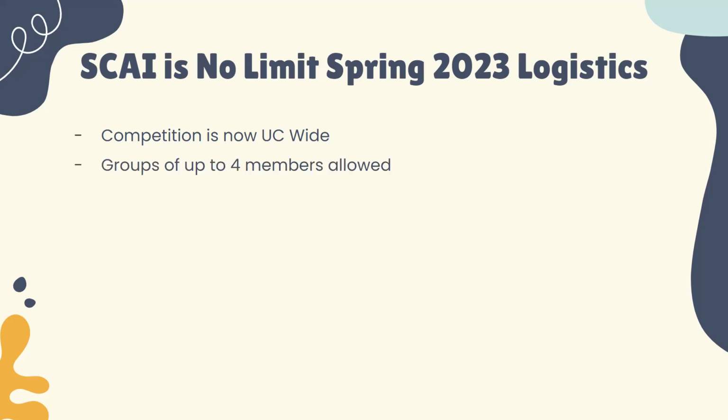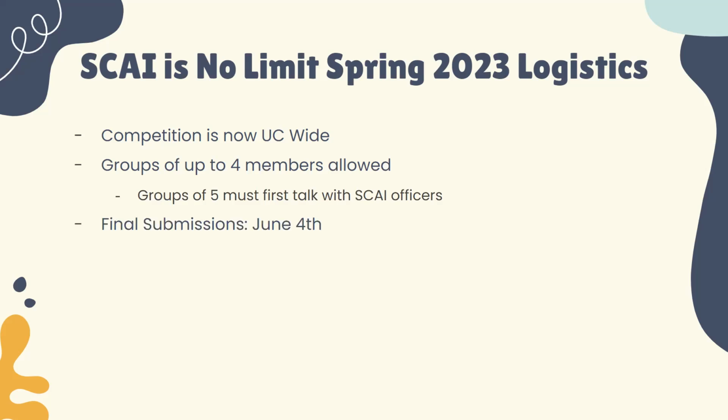We've upped the cap on the number of people in the group. It used to be up to 3. We're increasing that cap to now be up to 4 people in each group. And then we're also going to, with an asterisk, say 5 if you run it by us for specific reasons. Yeah, that's very simple. Final submissions, as always, are on the Sunday before presentations, so June 4th, and then the presentations are on June 6th.